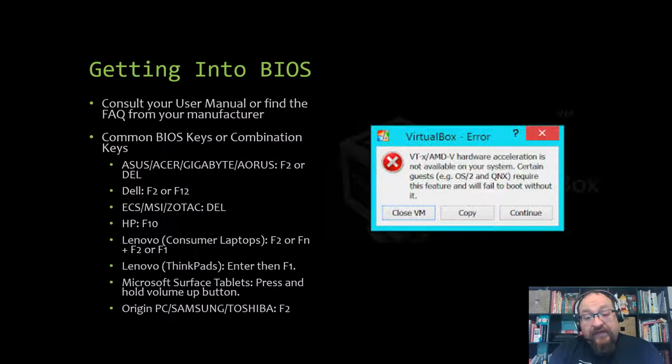And if you did this prior to checking to see if you had virtualization enabled in your BIOS, you'd see an error similar to the one we have shown here from VirtualBox: AMD-V or VT-x hardware acceleration not available. You can go into your BIOS to fix that through those various methods we talked about.